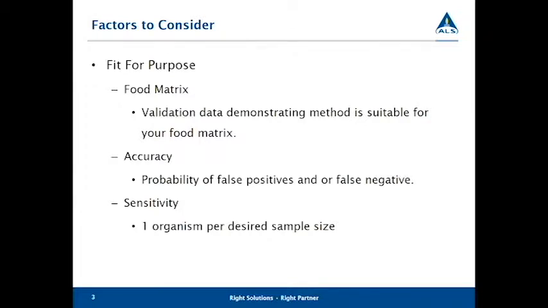Now, all the method manufacturers will do some sort of inclusivity and exclusivity analysis to evaluate whether or not the method will cross-react with closely related organisms, whether it's specific to the organism that it's targeting. But there's no way for them to test every organism, and there's no way for them to test every different food matrix. So a lot of this is done through spiking of your food matrix or particular food matrix in predetermined sample sizes. But ultimately, when it comes to pathogens, the goal is to be able to detect one organism per the desired sample size.